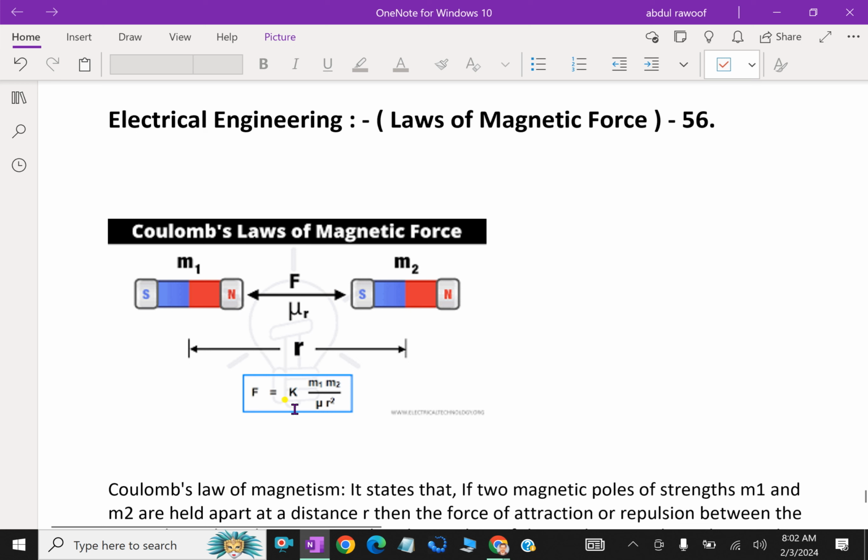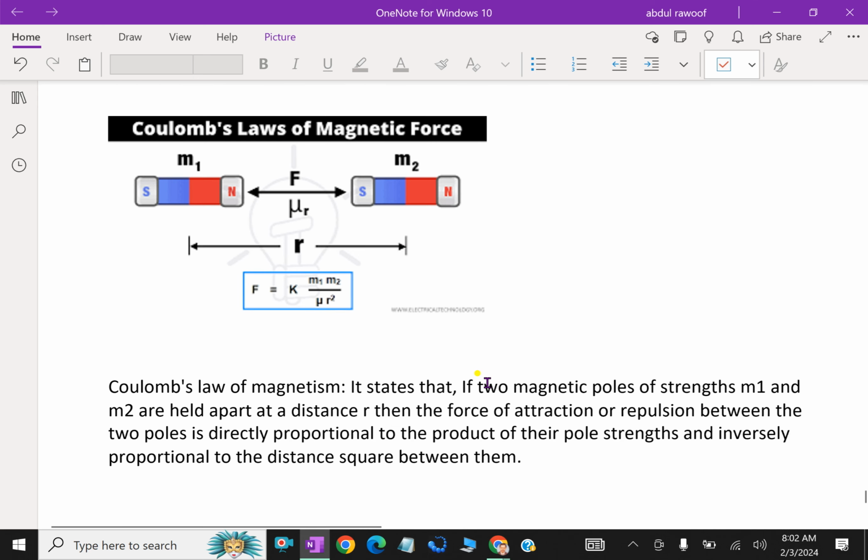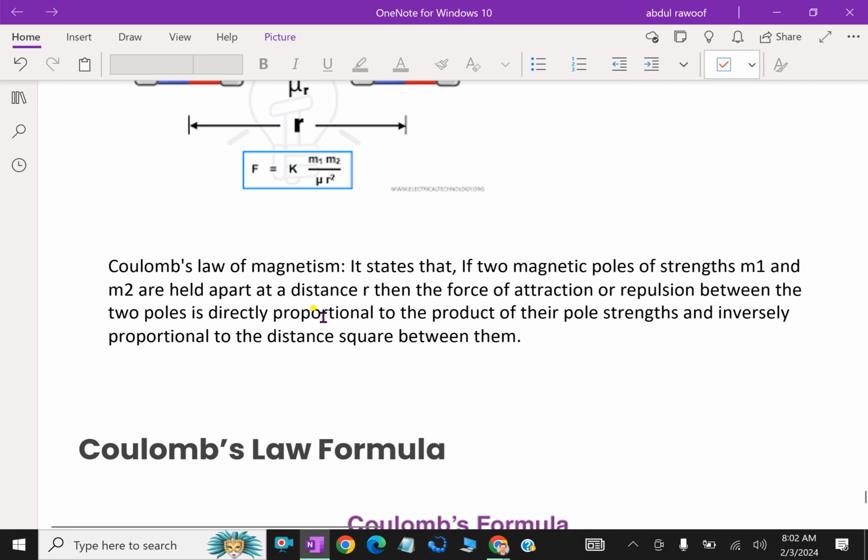Now the magnetic force is equal to K into M1 M2 over mu R square. We'll explain this formula in detail now. Coulomb's law of magnetism states that if two magnet poles of strength M1 and M2 are held apart a distance r, then the force of attraction or repulsion between the two poles is directly proportional to the product of their pole strengths and inversely proportional to the square of the distance between them.